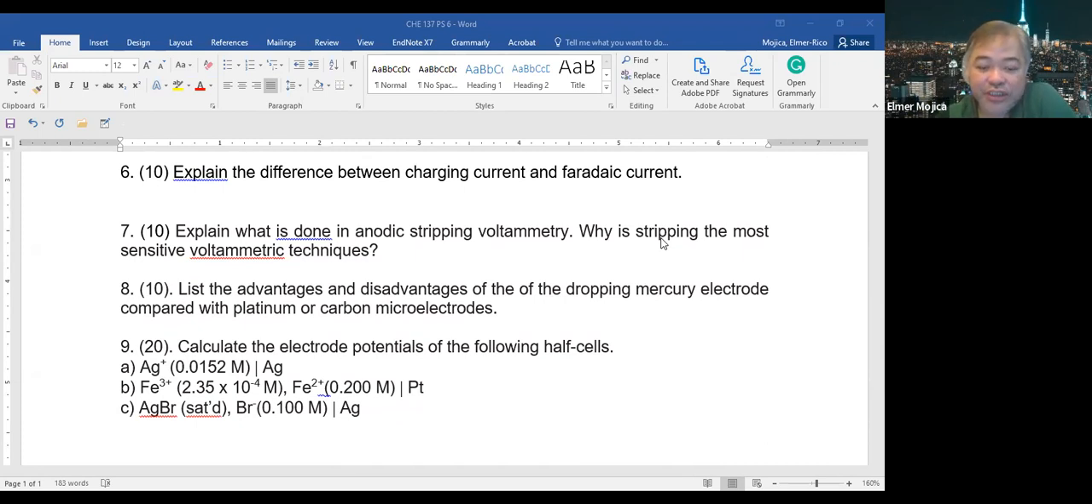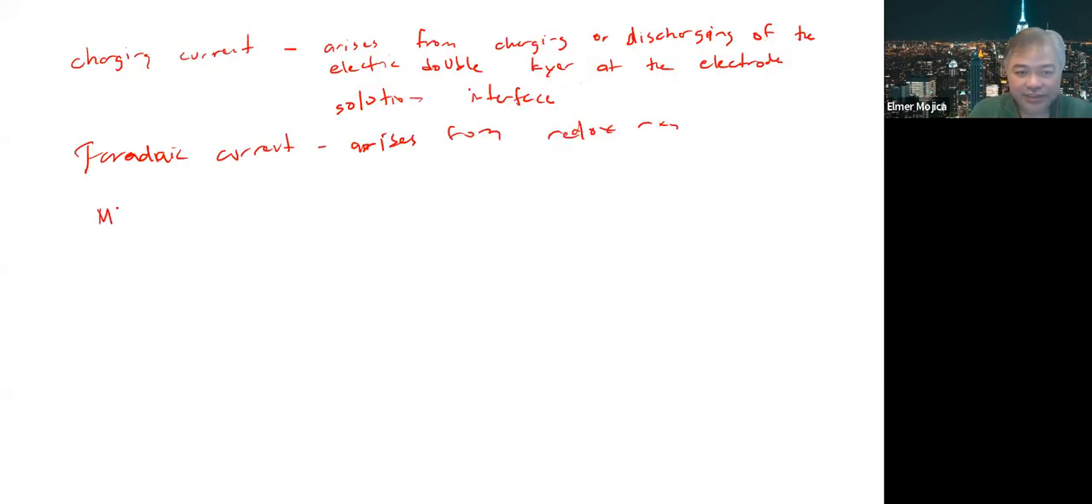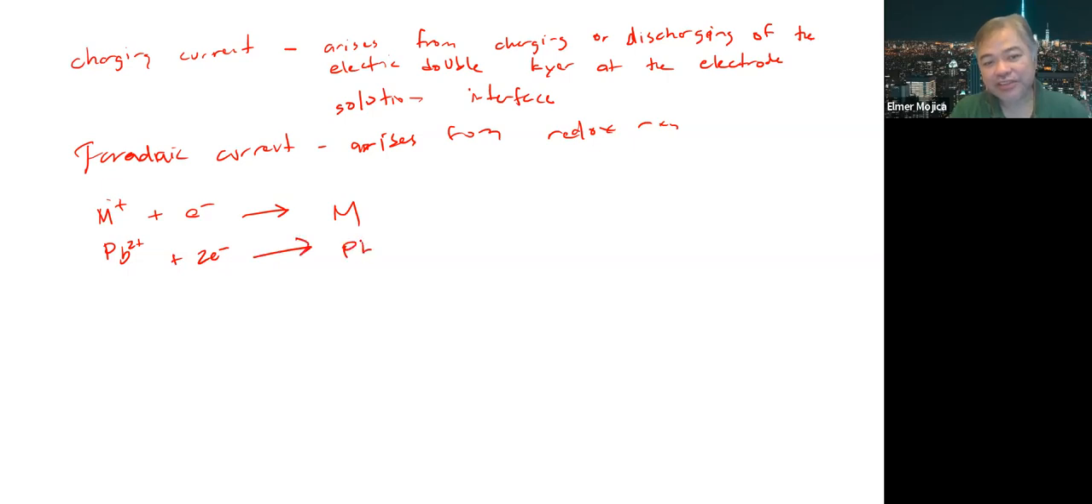in ASV as we call it, you reduce the analyte. So ano ibig sabihin, reduce the analyte? Paano yung reaction doon, reducing the analyte? So if you have a metal, ano yan, plus or just a metal? So usually you have a metal plus an electron giving you a metal. So ganun yung ano namin. We use lead. So kapag ni-reduce namin yun, magiging metallic lead siya.